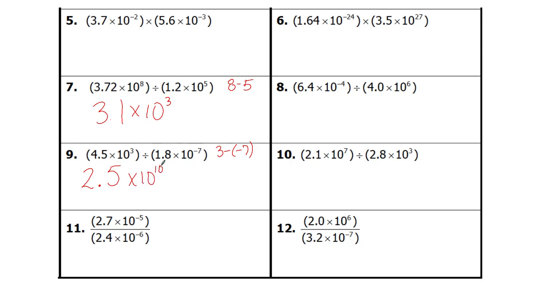And we'll do a final number. Okay? 2.7 divided by 2.4. I got 1.125. And follow my quotient rule. -5 minus a -6. 1. So I get times 10 to the 1st power. And I get my final answers. I get the process through.